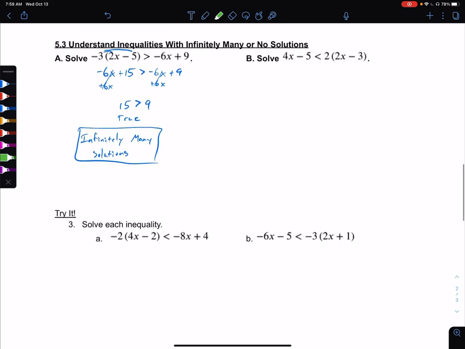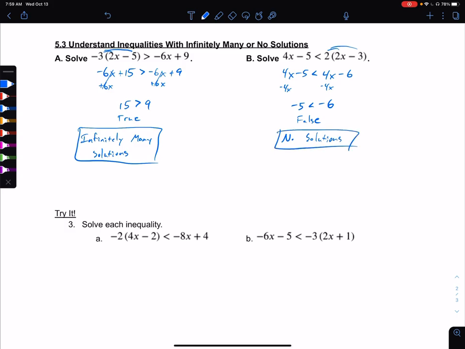Now, in part B, again, they're asking us to solve, so we're going to look to do the same thing by distributing first. I have 4x minus 5 is less than 4x minus 6. So I'm going to subtract 4x, and I'm left with -5 is less than -6. Well, that's false. -5 is not less than -6. -5 is actually greater than -6. So since this is a false statement, there are no solutions.